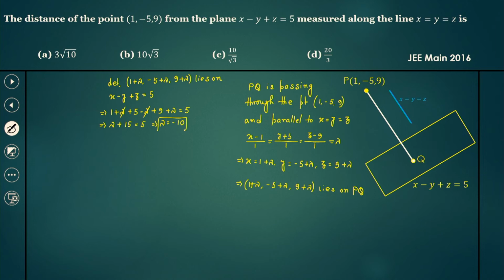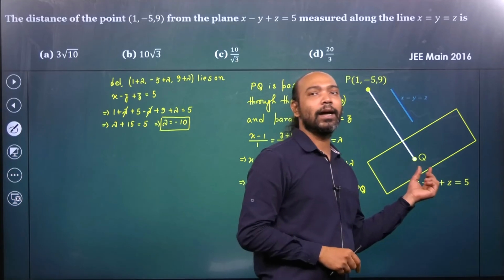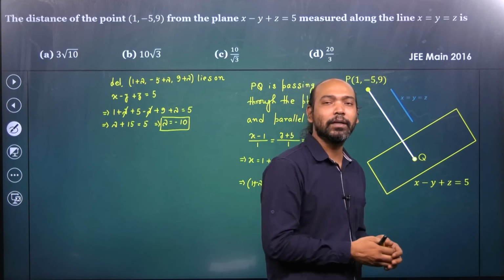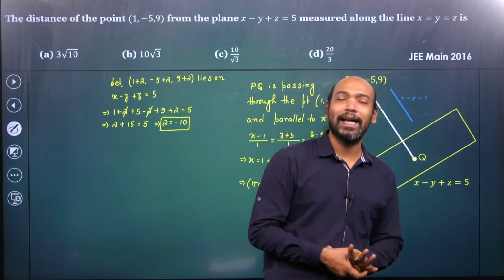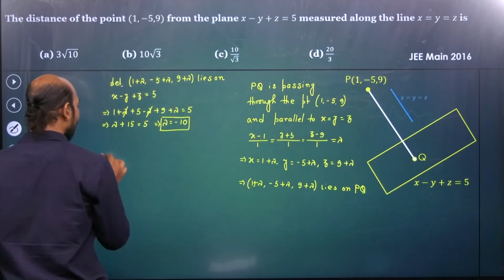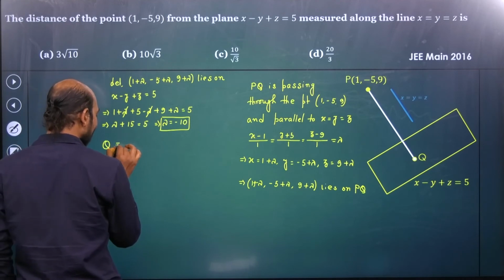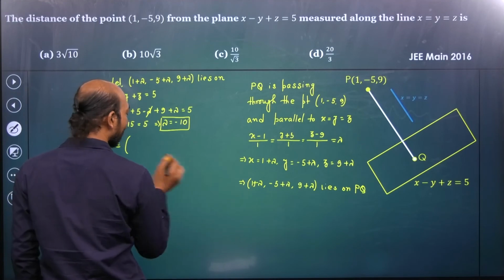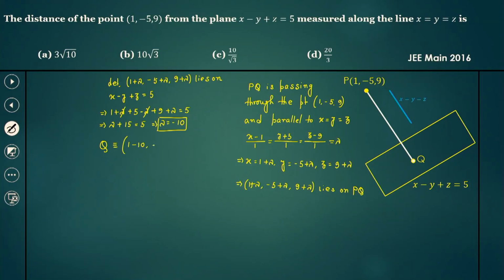So if lambda is equal to minus 10, this point lies on the given plane. So the coordinate of Q corresponds to lambda equal to minus 10, and you have to substitute the value here. The point Q is (1 minus 10, minus 5 minus 10, 9 minus 10). That means this point can be written as (minus 9, minus 15, minus 1). So this is the point Q.